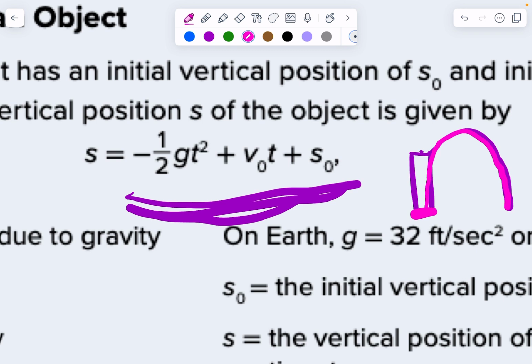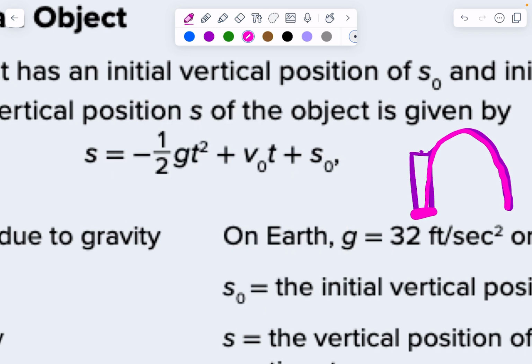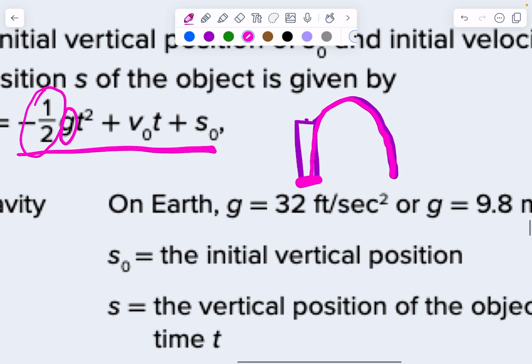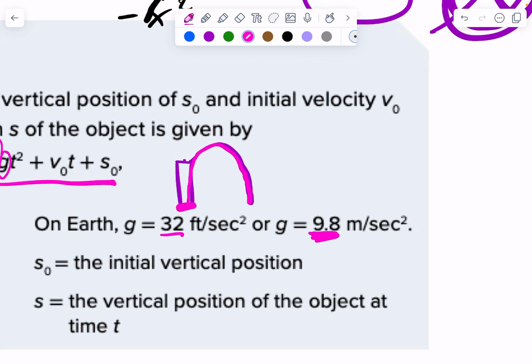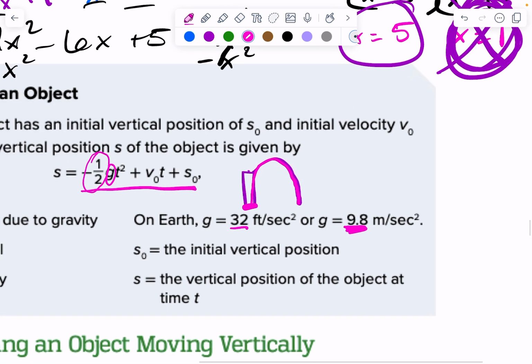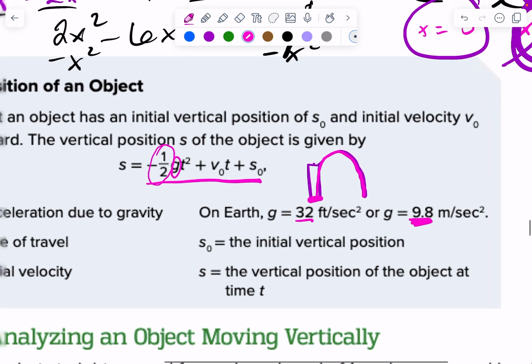And what that's going to be is a downward parabola, which means it's a negative x squared, or a negative t squared in this case, okay? So that's where the parent function of this equation originates. They say negative 1/2, and then g is either 32 feet per second or 9.8 meters per second. I know you've seen that before. 9.8 meters per second squared is the acceleration due to gravity, okay? So that is how that works.